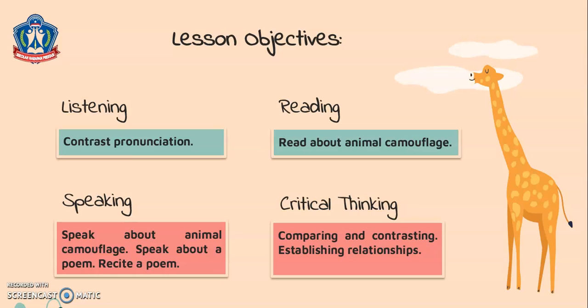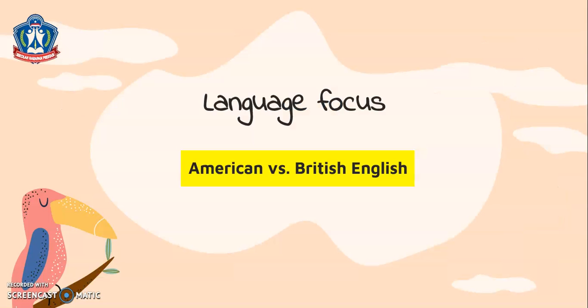Our lesson objectives are the following. For listening, contrast pronunciation. Reading, read about animal camouflage. Speaking, speak about animal camouflage. Speak about a poem, recite a poem. For critical thinking, comparing and contrasting, establishing relationships. For language focus, we will learn about American versus British English.